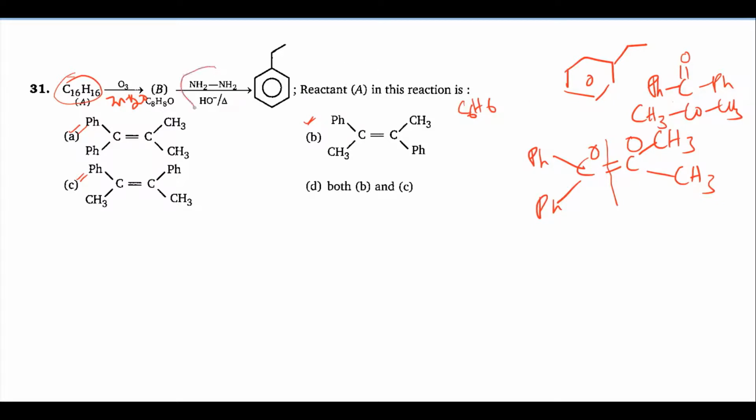The next step is Wolff-Kishner reduction. So if you do Wolff-Kishner reduction here, you don't get ethyl benzene. You are going to get propane. An alkane is going to form, because Clemmensen and Wolff-Kishner reductions give alkane products. So for the first option, if you do ozonolysis and Wolff-Kishner reduction, you don't get ethyl benzene. Then try with the second option.